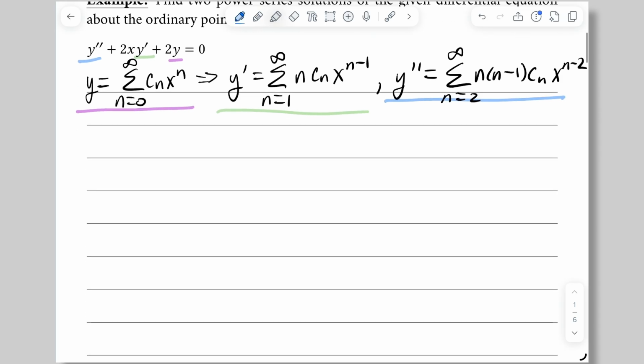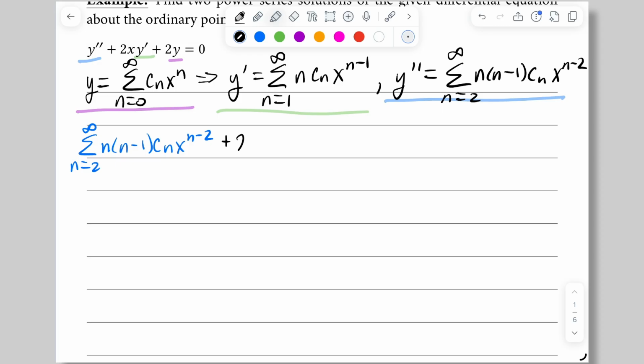I'll take this work in multiple steps, but in the future I might shorten them up. For y double prime, we have the sum as n goes from 2 to infinity of n times n minus 1 c sub n x to the n minus 2. Next term is plus 2x y prime, and so plus 2x times the sum as n goes from 1 to infinity of n c sub n x to the n minus 1, plus 2y, so plus 2 times the sum as n goes from 0 to infinity of c sub n x to the n.